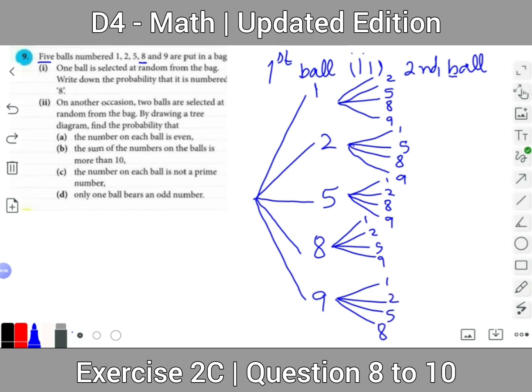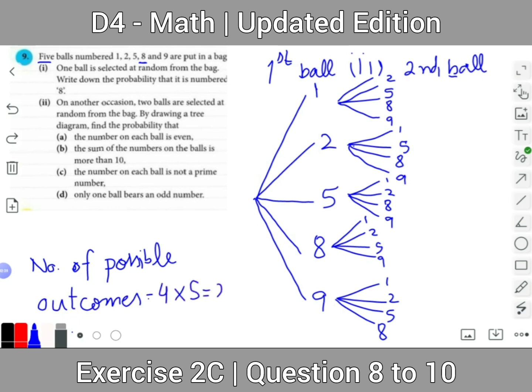So now the number of possible outcomes from the tree diagram is equal to 4 multiplied by 5, and that will be equal to 20.